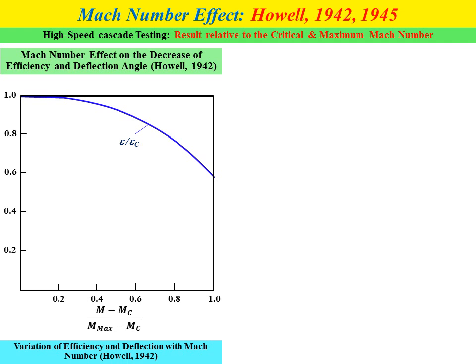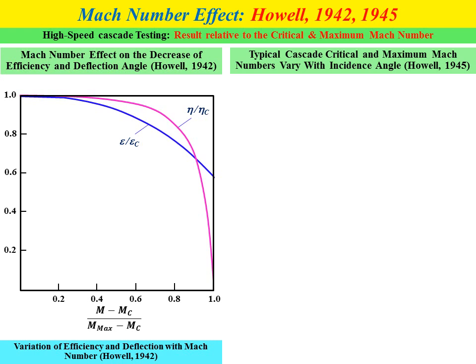So the first graph is the deflection angle, the relative deflection angle based on the critical deflection angle. The second graph is for the efficiency, the relative efficiency, where the ratio is based on the efficiency at the critical Mach number. The y-axis is the value for deflection angle ratio and also efficiency ratio. And for the x-axis we have the Mach number ratio, M minus critical Mach number, divided by maximum Mach number minus critical Mach number.